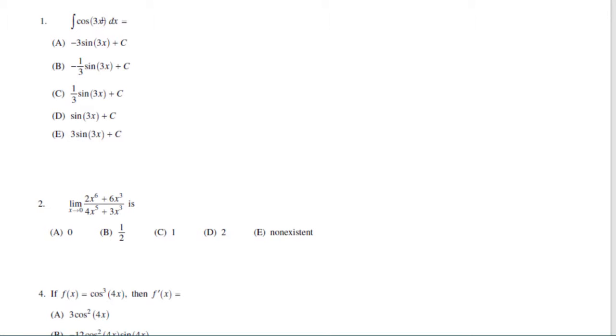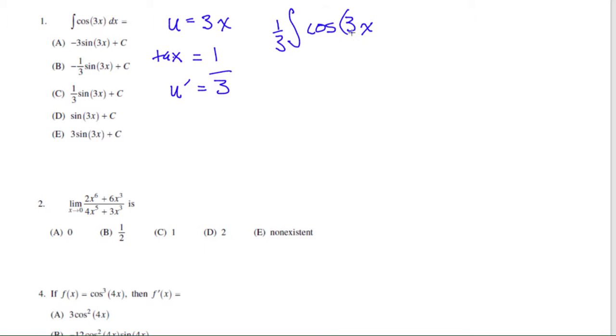We have to use taxman because the derivative of the inner of this 3x is not 1. The derivative of that 3x is 3. So taxman, u is 3x. There isn't a taxman out front, so we're just going to say that's 1, and then u prime is equal to 3. We're going to pay this invisible taxman with 1/3, and I now have 1/3 of the integral of cosine of 3x dx. The antiderivative of cosine, anti-change is same sign, so it's 1/3 of the same sign, sine of 3x plus c. Looks like the answer is C.